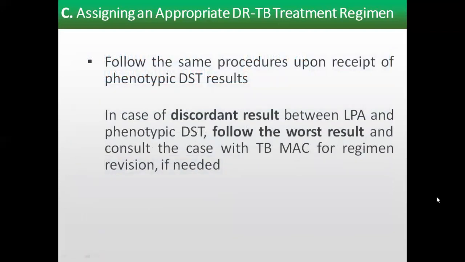So follow the same procedures upon receipt of the phenotypic DST result. So in case of discordant result between LPA and phenotypic DST, ipa-follow natin yung worst result. Meaning, pag sinabi nating worst result, it is the result with more drug resistance. And consult the case with TB-MAC for regimen revision, if needed, if kailangan i-revise.